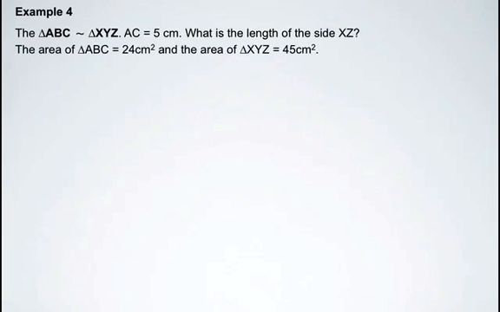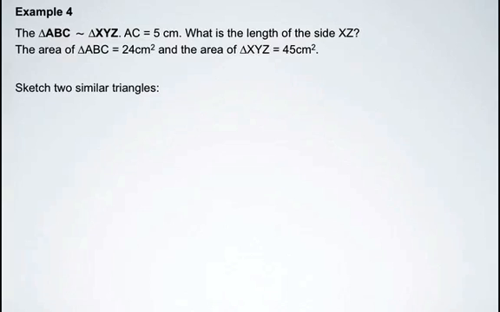In this example, we're given that triangle ABC is similar to triangle XYZ. We're also given that side AC is 5 centimeters, and we're asked to find the length of side XZ. We're also given that the area of triangle ABC is 24 centimeters squared and that the area of the similar triangle XYZ is 45 centimeters squared.